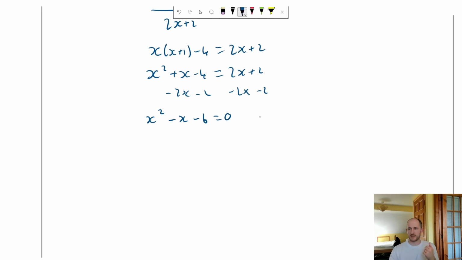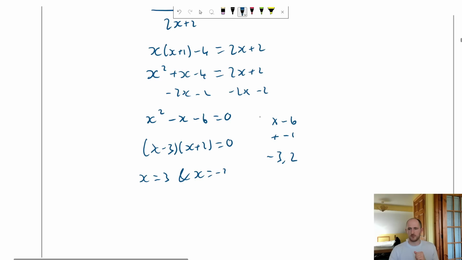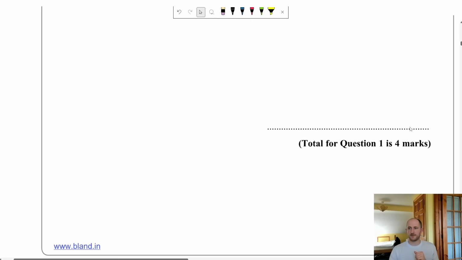So we want two numbers that times to minus 6 and add to minus 1, which means the negative number is going to be bigger. So it's minus 3 and 2. So (x minus 3)(x plus 2) equals 0. So our answers are x equals 3 and x equals minus 2. Simple as, for 4 marks.